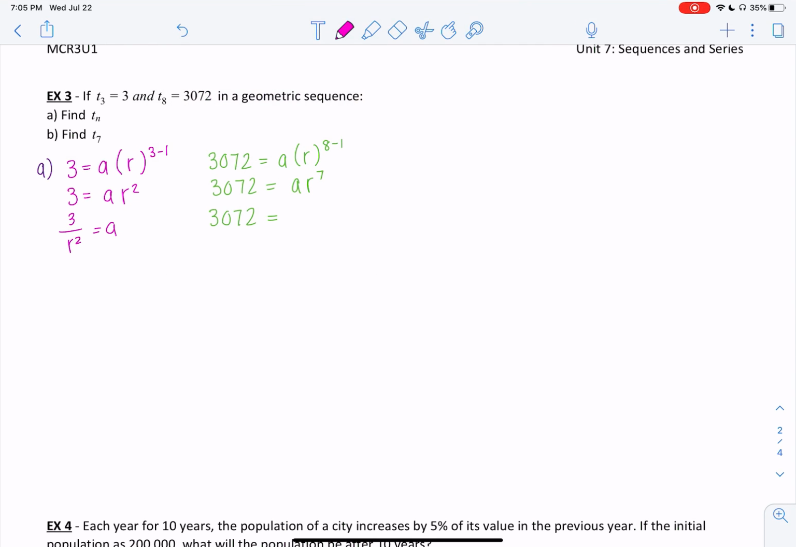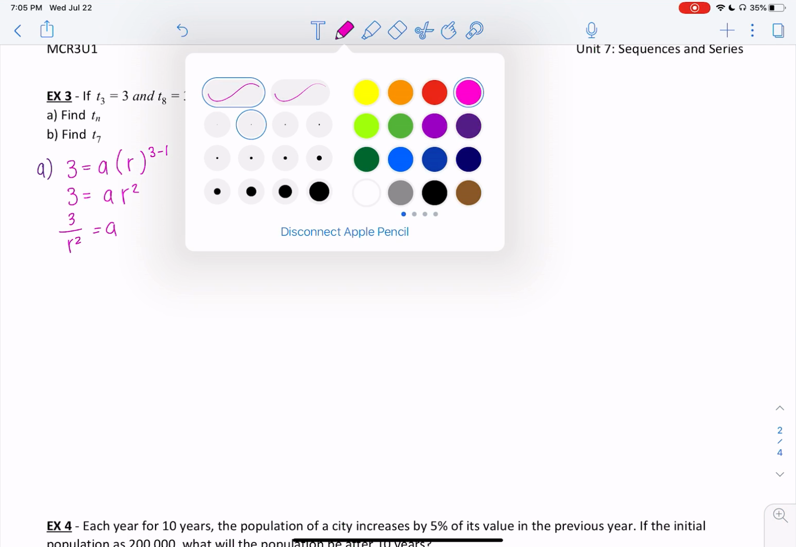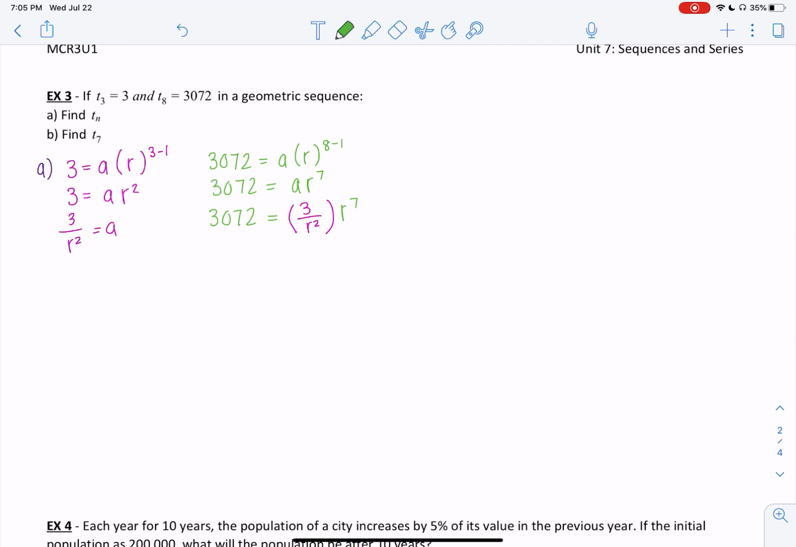So instead of writing an A here, I'm just writing 3 over r squared times r to the 7. So again, all I did is I just took this A value and put it in over there. So now let's simplify that and solve for r, because now we only have one variable. So we can solve that. So we'll have 3072 equals 3r to the 7 over r squared.